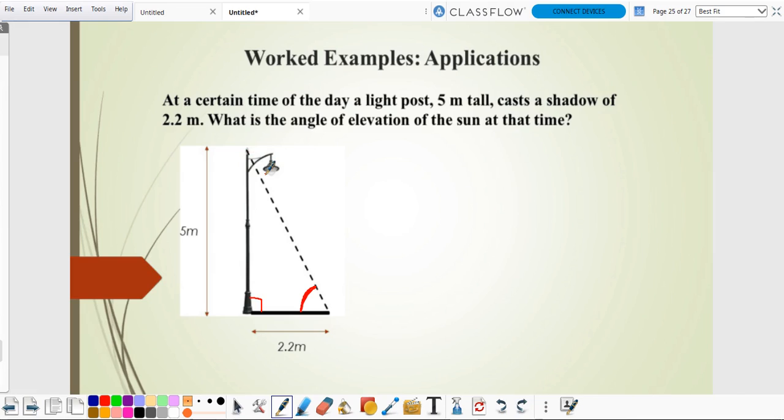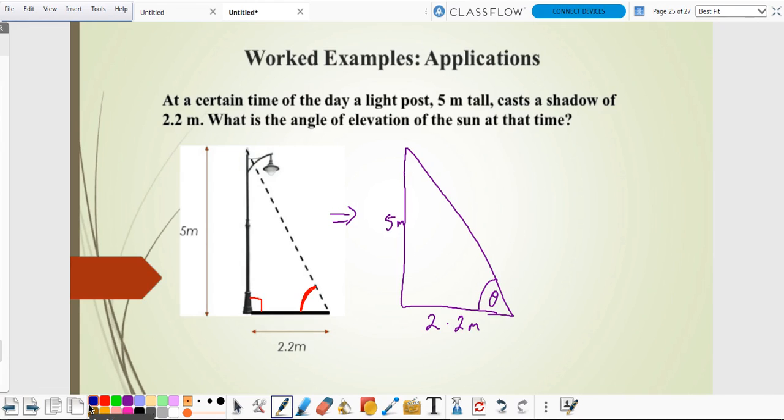I'll redraw it so you can see it without all the fuss. Always draw your diagrams, guys, it really helps. That's 5 meters, this is 2.2 meters, and I'm just looking for this angle. If you draw your diagrams, it's a lot more clear. Label it now. There's your angle, there's my opposite, there's my adjacent.